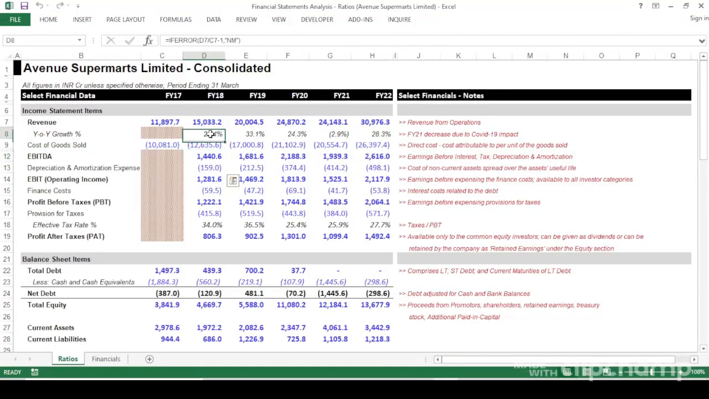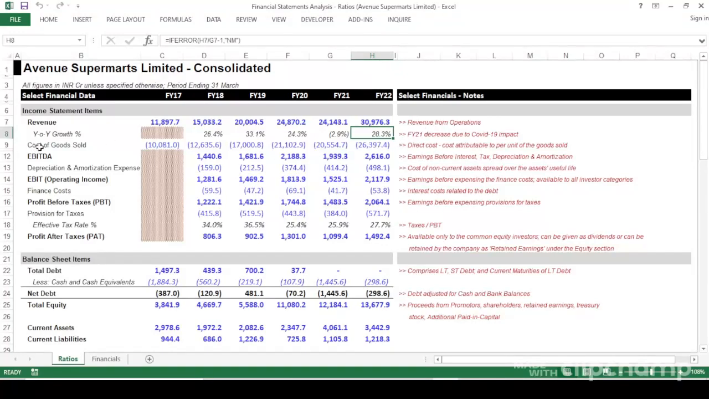There has been a consistent trend of increase, but because of the pandemic, it decreased in FY20, and in FY21 there was a degrowth in the revenues. But again, in FY22 it has started picking up. This is indicative of the fact that because of the waning effect of COVID and increasing vaccinations, the company has started improving on the revenue front.